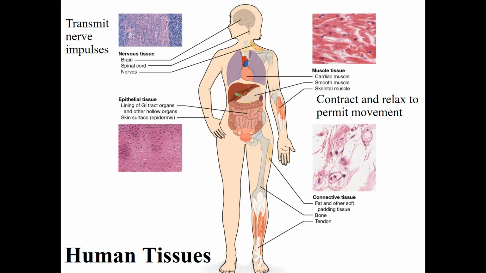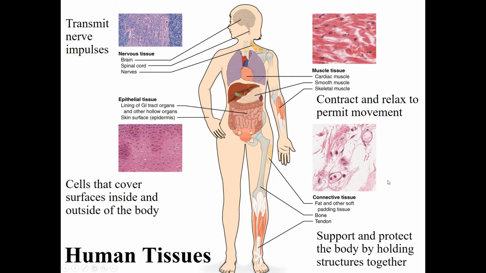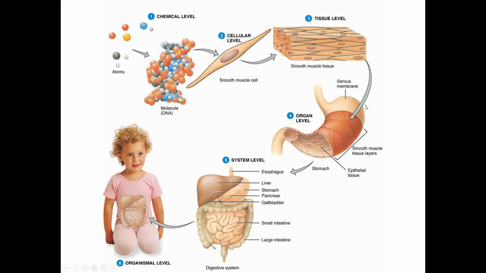The third type is epithelial tissue. This is really another word for skin, but it includes much more than skin. The inside surfaces of the hollow organs are also covered in epithelial tissue. The last type is connective tissue. This type is what bones, tendons, and fat are made of. Connective tissue supports and protects the body by holding structures together. Those are the tissues. Next, we'll talk about one of the systems, the digestive system.